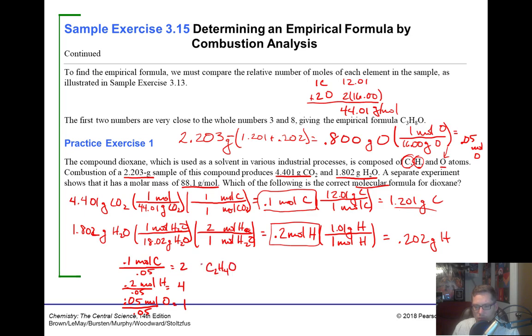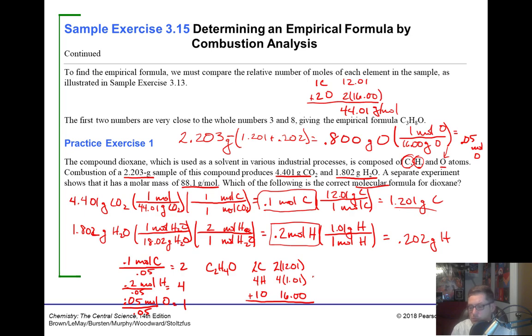That's the empirical formula. Now we have to find the molecular formula. This problem just doesn't end, does it? So we need to find the molecular formula. All right, well, in order to find the molecular formula, we need to find the empirical formula weight. All right, so we got 2 carbons, we have 4 hydrogens, and we have 1 oxygen. All right. So we have 2 times 12.01 and 4 times 1.01 and 16.00.